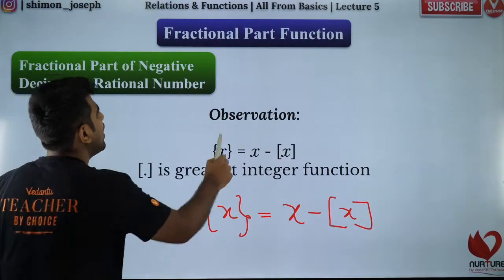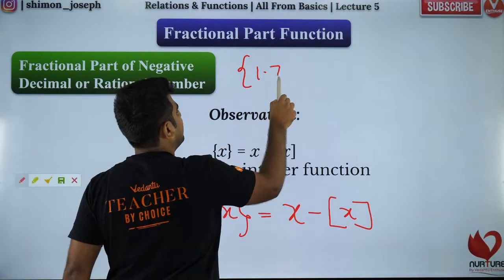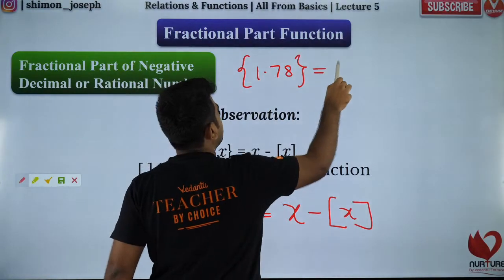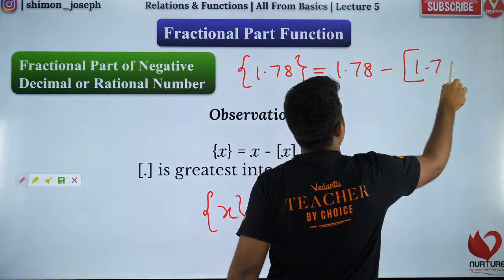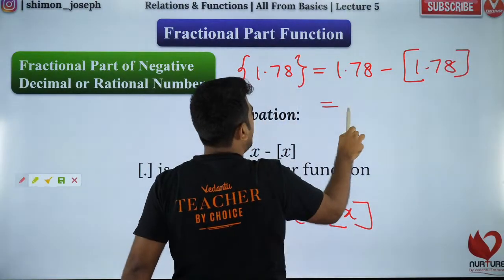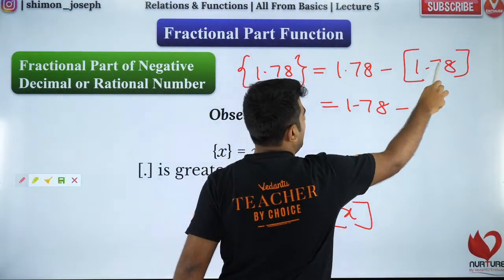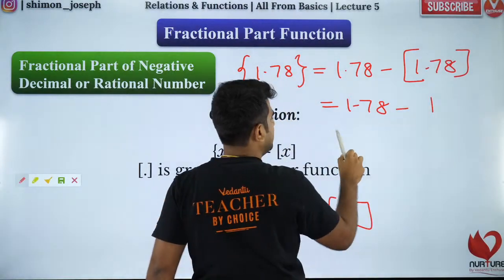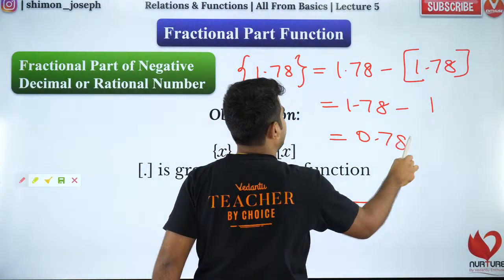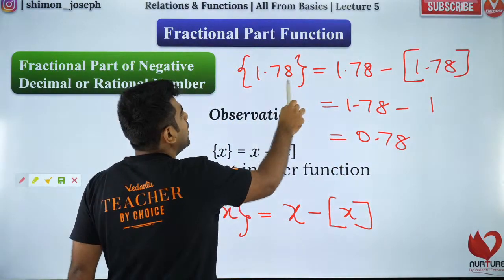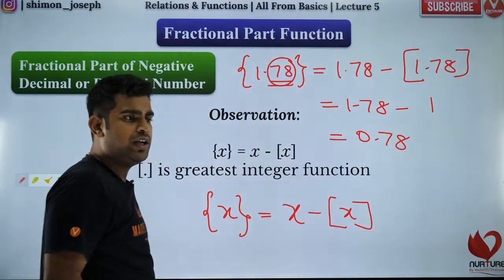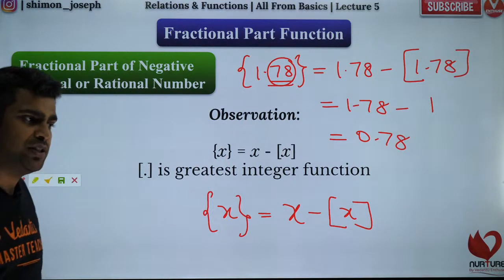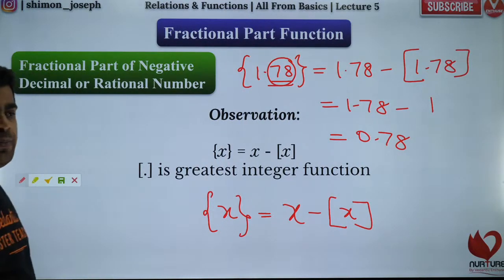So let's say you have fractional part of 1.78. So it will be equal to what? 1.78 minus greatest integer function of 1.78. So that will be what? 1.78 minus, what is GIF of 1.78? 1. So that is why the answer is 0.78. Did you like it? So that's why for positive numbers with decimals, it will be just the decimal value. Now is it making sense? Now does it help you understand?